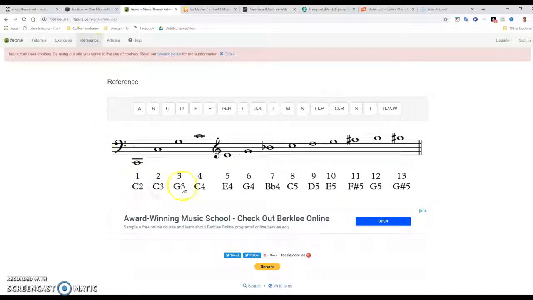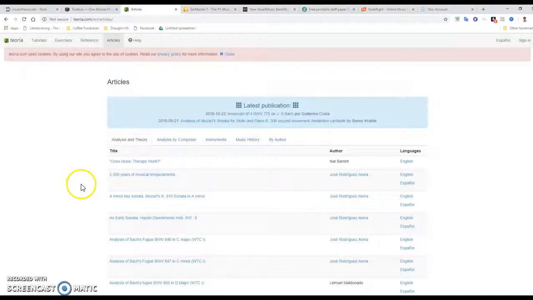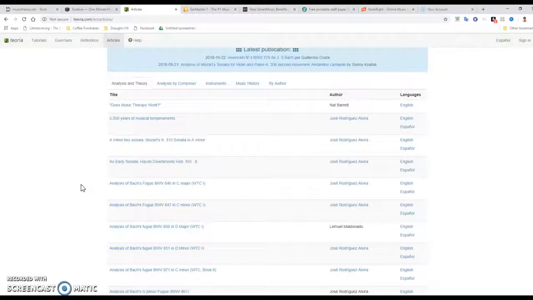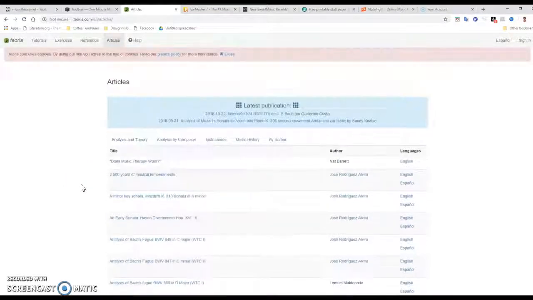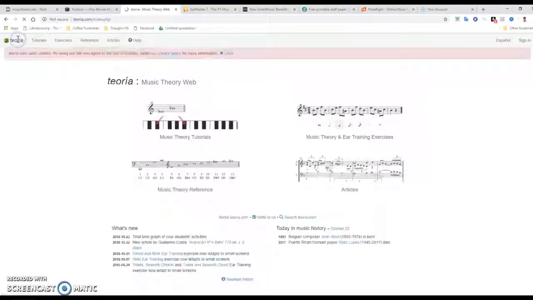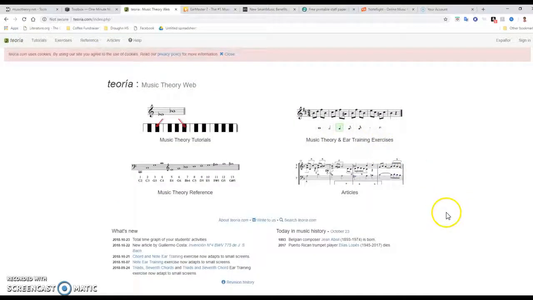References here to help students figure out where the note is on the keyboard or within the octave. Some articles that would be helpful as well for both students and the teachers. So again, really good resource for the classroom for music.